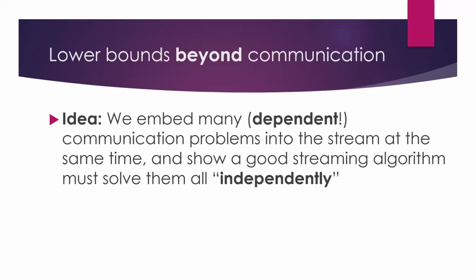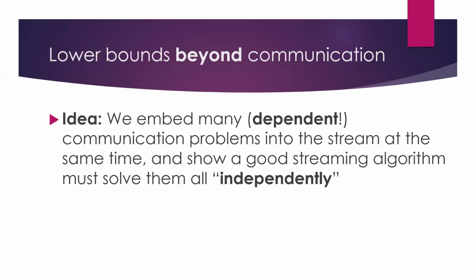But we are going to somehow show that if we are doing this direct sum at the level of the stream and not at the level of the communication problem, then because the streaming algorithm is more restricted, it would somehow miss that the instances are dependent. And we can trick the streaming algorithm into thinking that it solves independent instances.